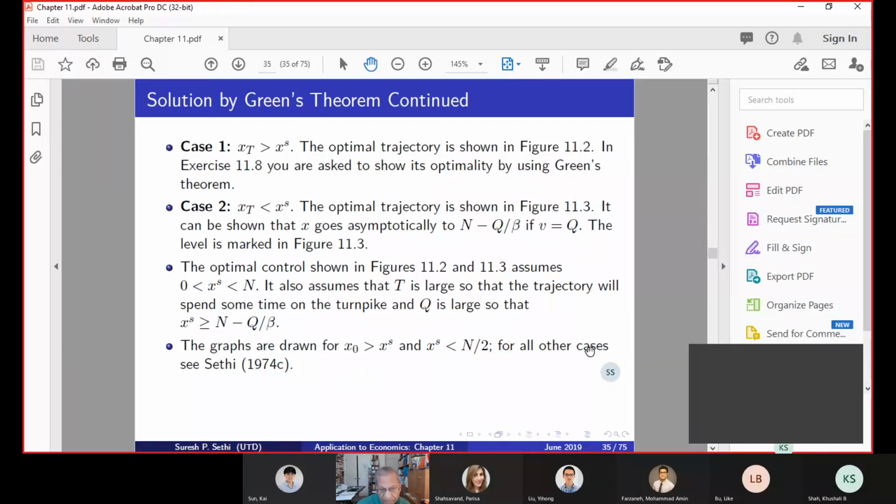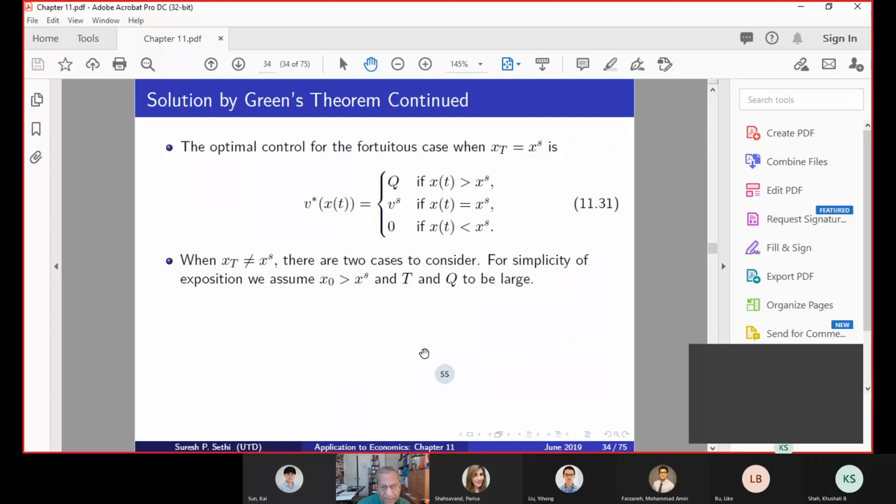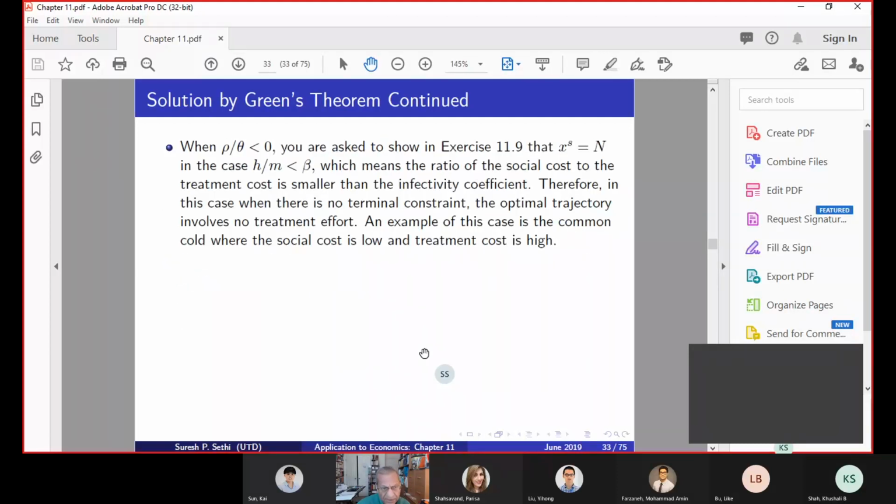Graphs are drawn for these cases. And let's see, what else do we see here? Yeah. When this is less than 0, you're asked to exercise that x is equal to n. So this is one thing. In this case, what happens is h by m is less than beta, which means the ratio of the social cost to the treatment cost is smaller than the infectivity coefficient. And therefore, in this case, when there is no terminal constraint, the optimal trajectory involves no treatment effort.